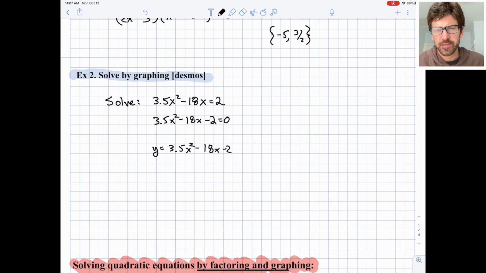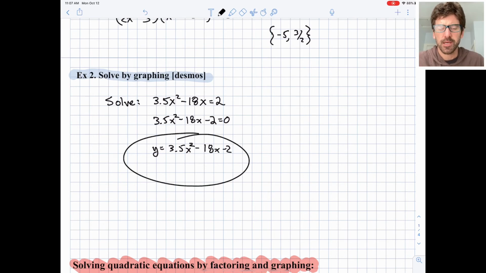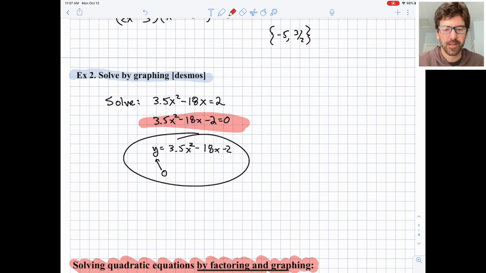Now I could try to factor this and solve this by hand, but our task here is to solve this by graphing, so that's what we'll do. We're going to go to Desmos and graph this parabola, and we are going to look for the x-intercepts. Remember, an x-intercept means that y is 0. And so that would then solve the equation we're looking for. If we plug in 0 for y, it would solve that equation right there.